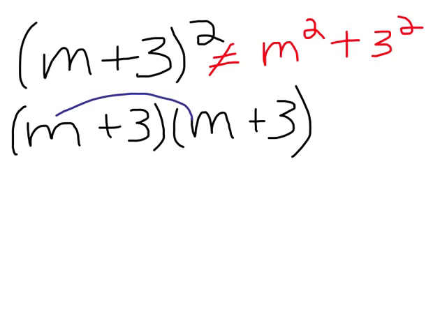So we do an m times an m, then a 3, because we've got to do the first term of the first binomial times the first term of the second binomial, and then the first term of the first binomial times the second term of the second binomial. I know that's a lot of wordiness.